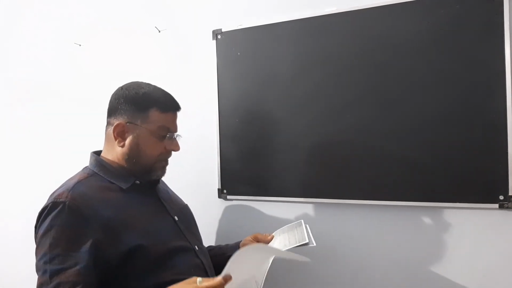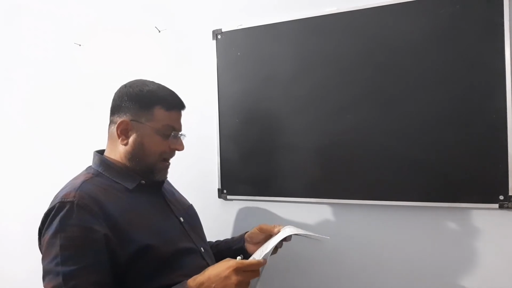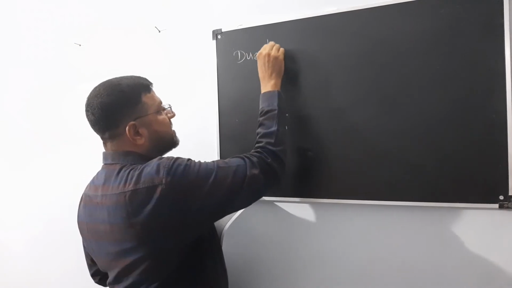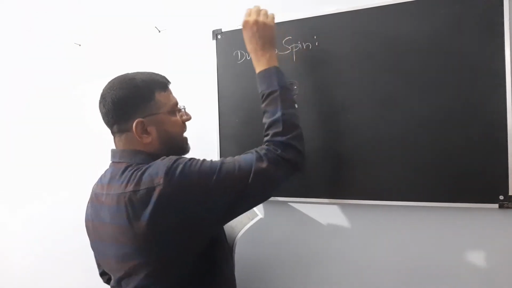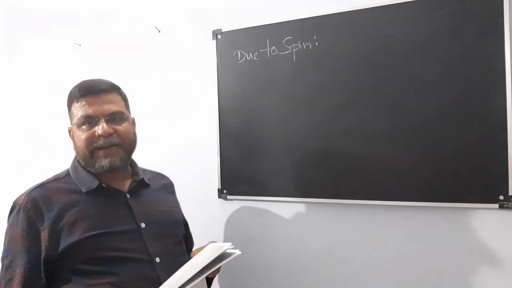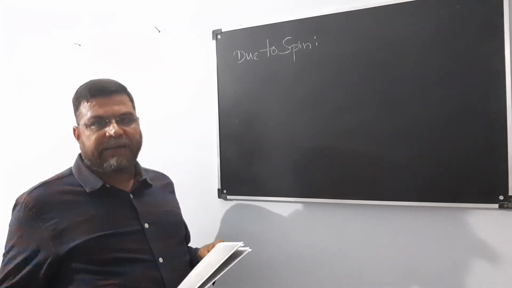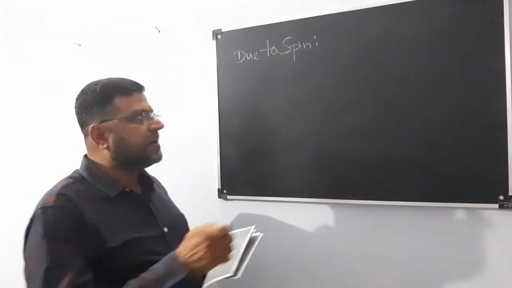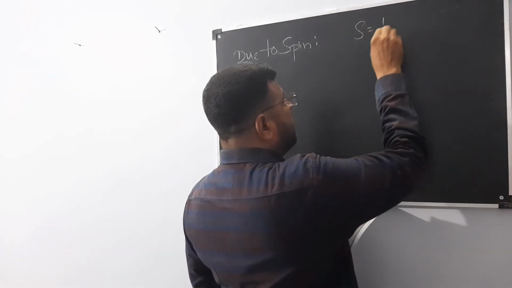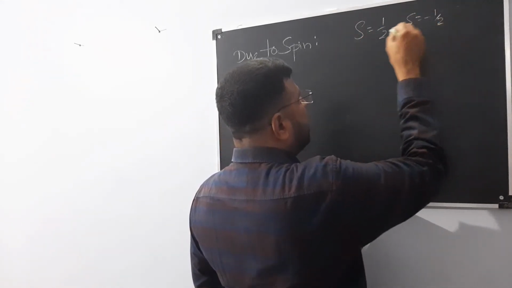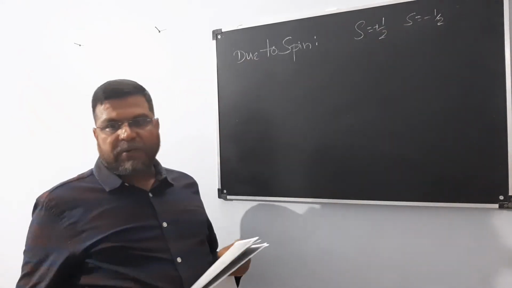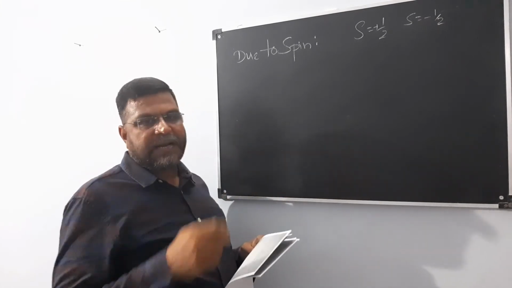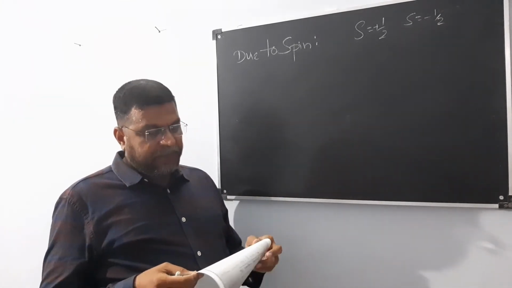Next, based on this, we are going to see the magnetic dipole moment of the electron. Now we are going to see how it takes place due to spin. Last class we saw how it is due to orbital motion, that means when the particle is traveling in a circular path. Now we are going to see how that orbital magnetic moment is affected by spin. In the last class I told you spin is of two types: positive spin, meaning clockwise or right-handed rotation, and negative spin, meaning anti-clockwise or left-handed rotation.